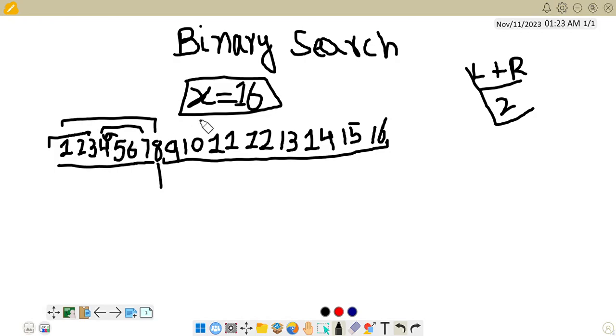So 4 for the 16. In this case we find our result, so we don't need to check each value one by one. In this case we solve our question. So its time complexity is big O of log n.